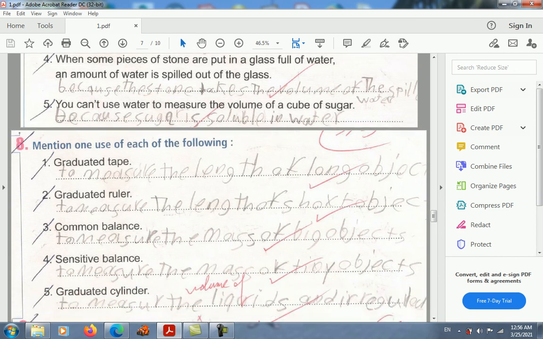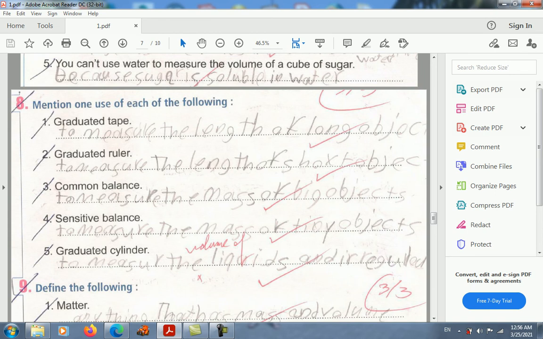4. When some pieces of stone are put in a glass full of water, an amount of water is spilled out of the glass. This is because the stone takes the volume of the spilled water, so it replaces the spilled water. 5. You can't use water to measure the volume of a cube of sugar. This is because sugar is soluble in water, it dissolves in water, so there is no sugar to measure the volume of.